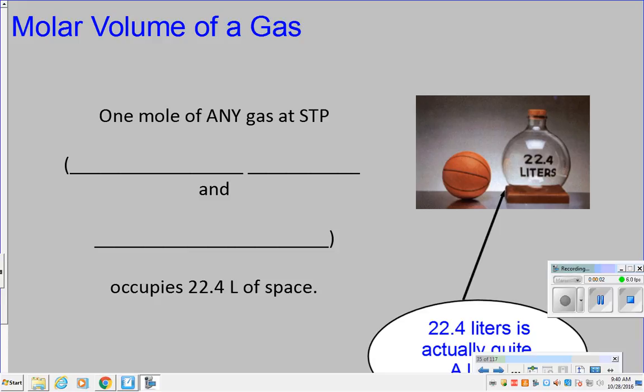Welcome to molar volume of a gas. Also in this particular video, we will be doing conversions between moles and liters.